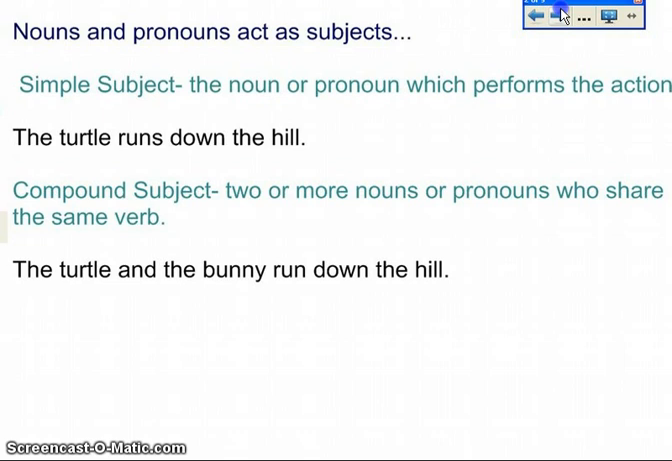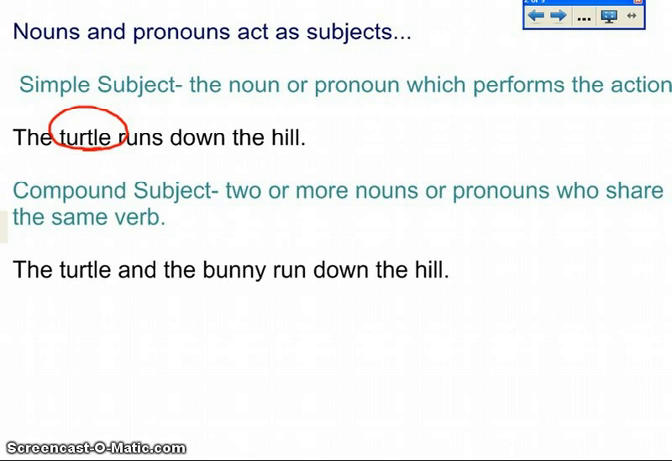So the first type of job that nouns and pronouns can do is that they can act as subjects in a sentence. So there's two different types of subjects. The first kind of subject is a simple subject, and that is when the noun or a pronoun performs an action, just a single one. So if we look at the example, the turtle runs down the hill, the subject in this sentence is turtle. So we're going to circle that so you can see it.